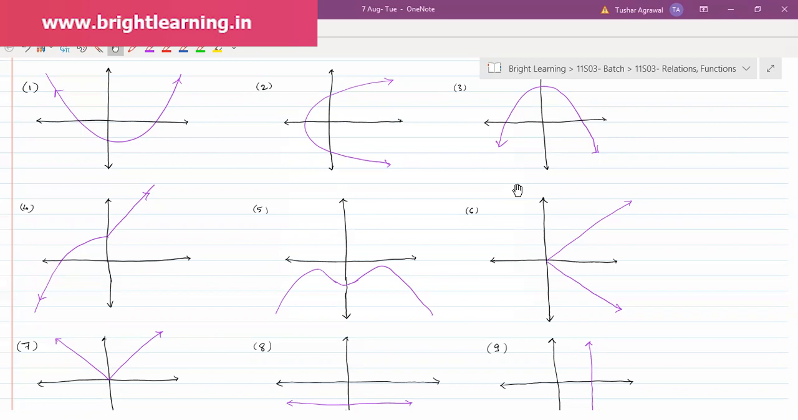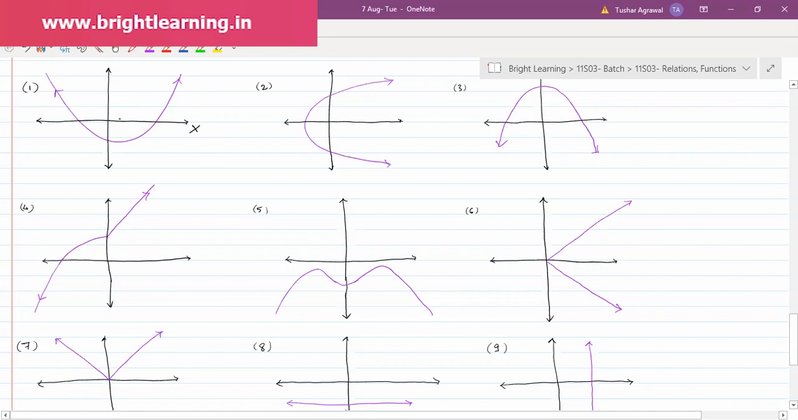Okay, see, to check whether a graph is a function or not, what do we have to see? Each point of the domain, which is this, should have an image, and it should have exactly one image.